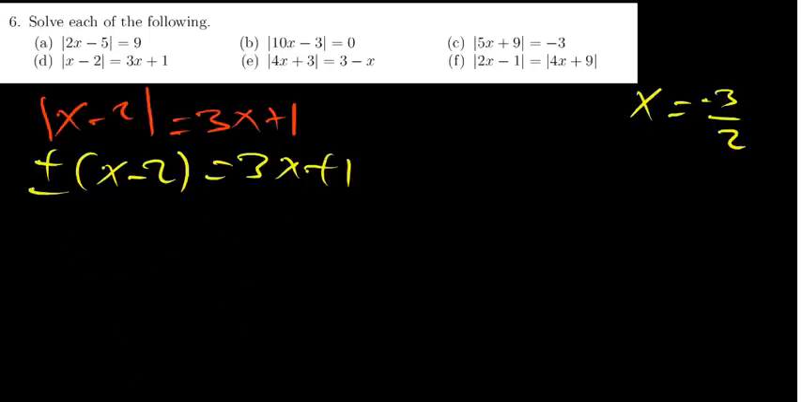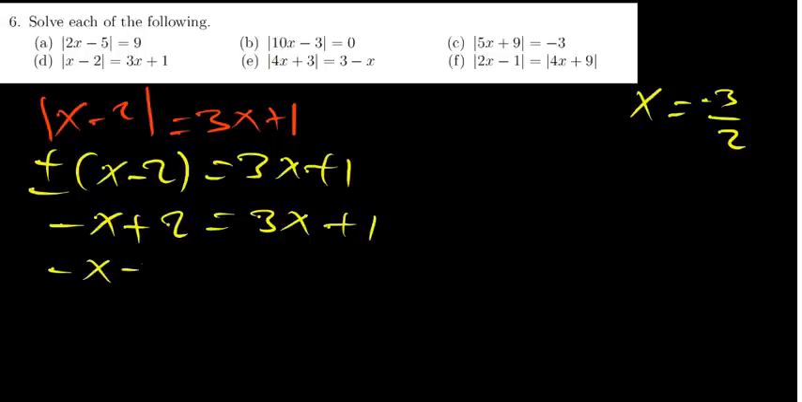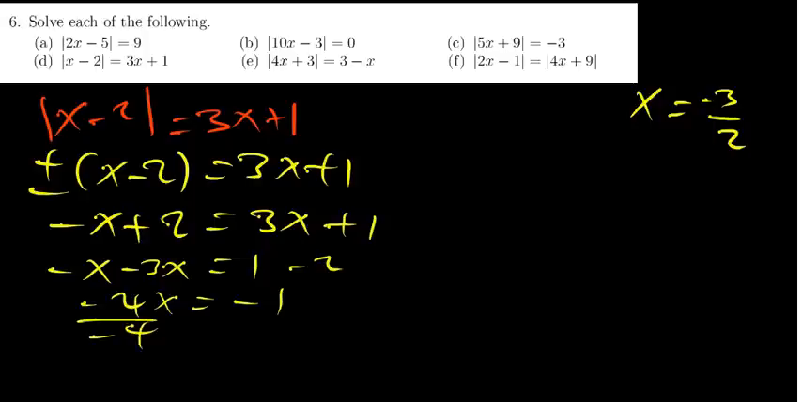Now, I'm going to multiply by a negative, where I'm going to say negative x plus 2 is equal to 3x plus 1. So negative x, I'll shift 3x, it's going to be like this, 1 minus 2. So I'll have negative 4x is equal to negative 1. Divide both sides by negative 4, x will be equal to 1 over 4.